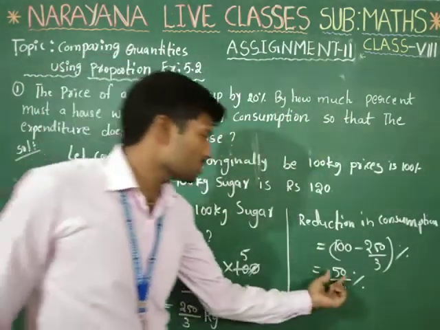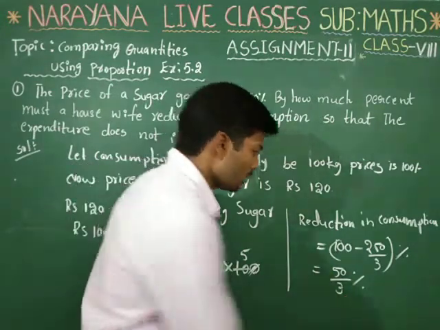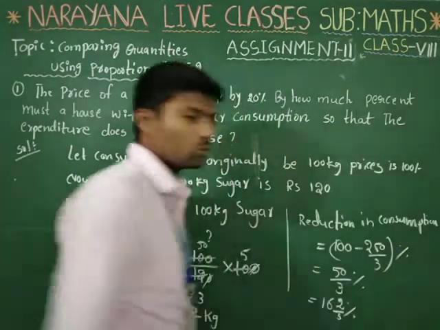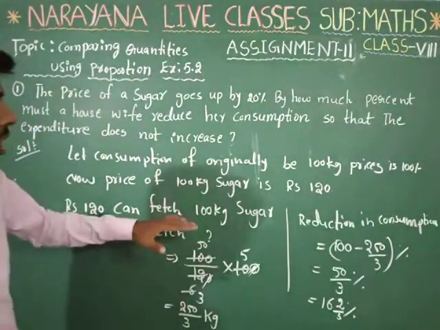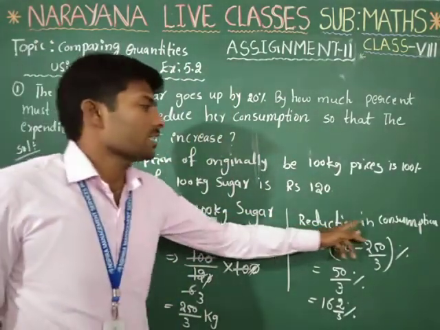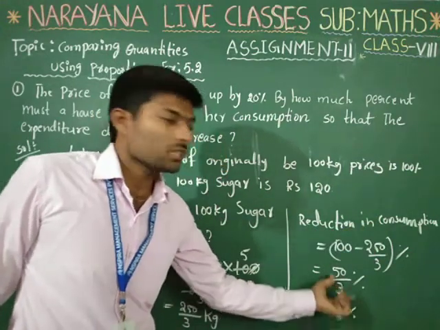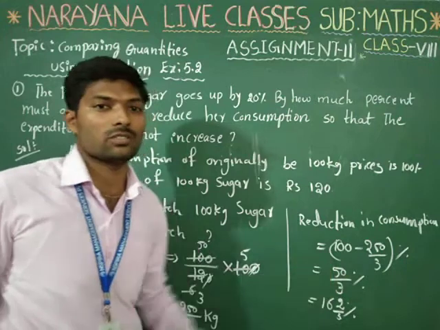So what about this one? 50 by 3, can you write it as a mixed fraction? It can be written as 16 and 2 by 3 percentage. So how much reduction in the consumption? That is nothing but 16 2 by 3% need to be reduced in consumption.